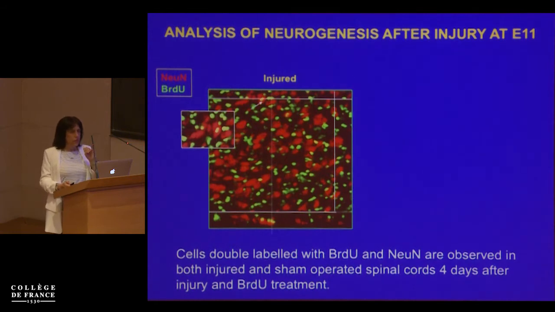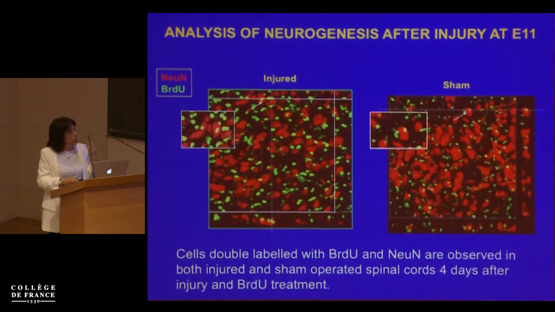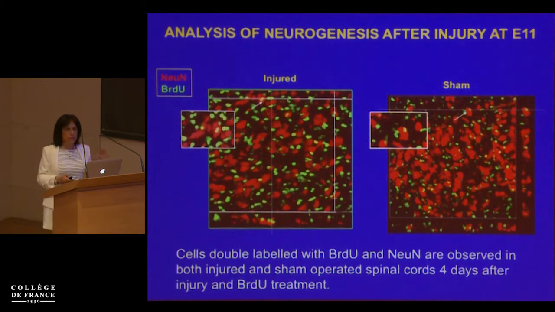So there was a confirmation that at these early stages there is de novo neurogenesis. So we were really excited until we looked carefully at the controls. And what we found is that also in the sham-operated animals we had some neurogenesis, though it was not as extensive. When we quantified, it was a bit less, but nonetheless it was there where we were not expecting it.